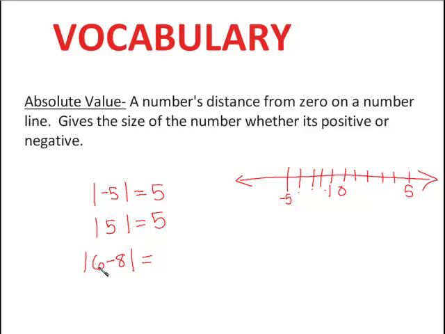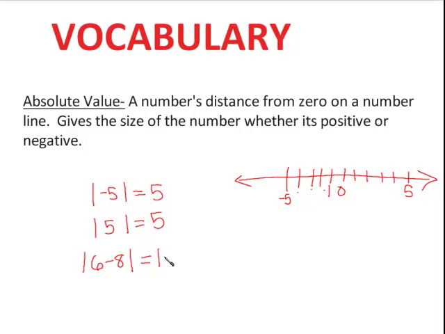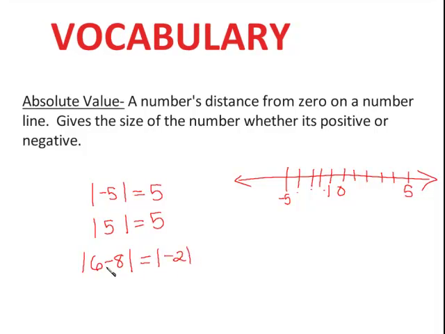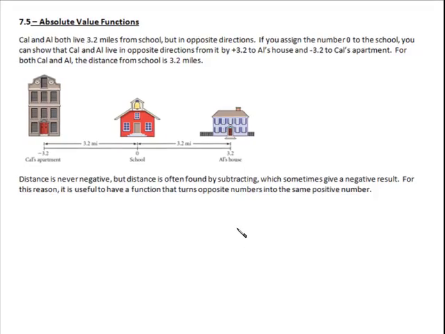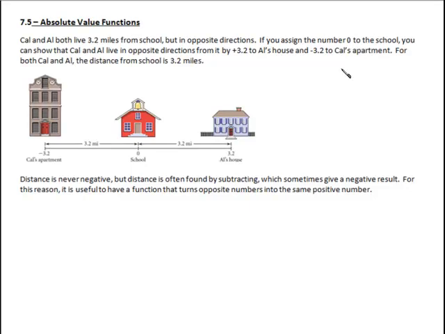And so here, the absolute value of 6 minus 8 would be the absolute value of -2, because 6 minus 8 is -2, which would just be 2. All right, so let's look at an application of this. Cal and Al both live 3.2 miles from school, but in opposite directions. If you assign the number 0 to the school, you can show that Cal and Al live in opposite directions from it by positive 3.2 miles to Al's house and negative 3.2 miles to Cal's house. For both Cal and Al, the distance from school is 3.2 miles.